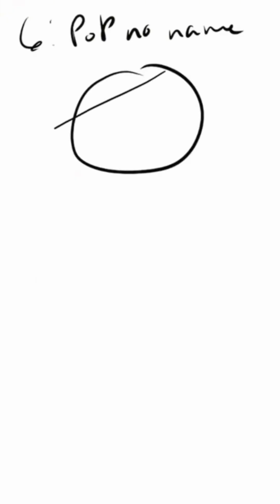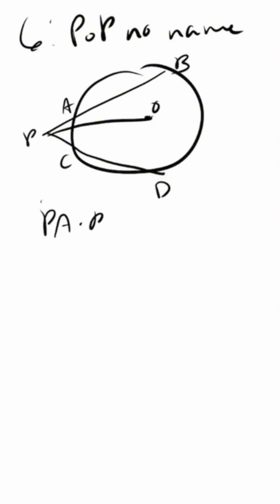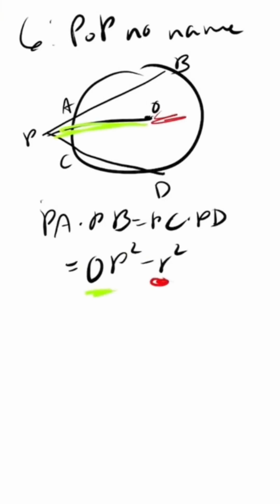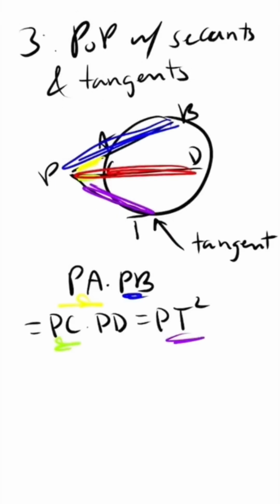And finally, we have another no name where if we have a setup as shown, where secants AB and CD intersect at P, PA times PB equals PC times PD, which equals OP squared minus R squared, where R is the radius of the circle. I also forgot to mention this here, but we can also have a tangent PT as shown, where its square equals PA times PB, which equals PC times PD too.